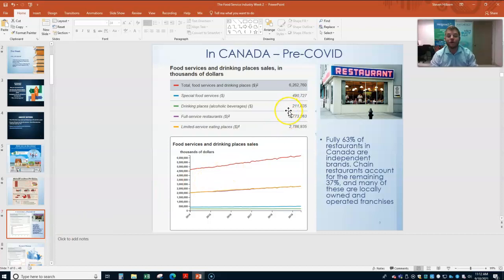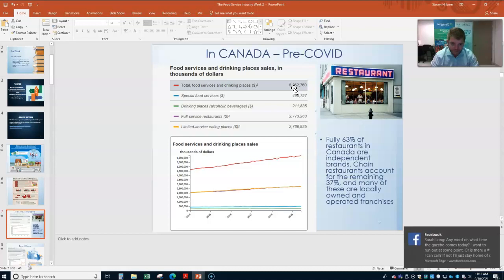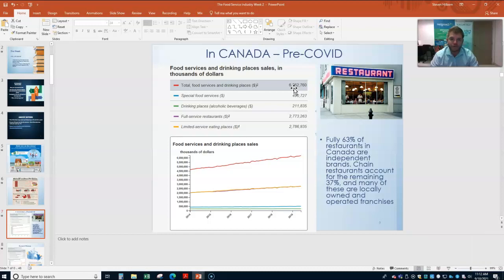In Canada, pre-COVID, as far as food service and drinking place sales, we sold about, and this is in thousands of dollars, so this is actually not 6 million, but $6 billion. I believe this is 2019, almost into 2020. This is what was happening in the industry. So $6.2 billion in sales, much of that coming from full service restaurants. Limited service are those fast food places.